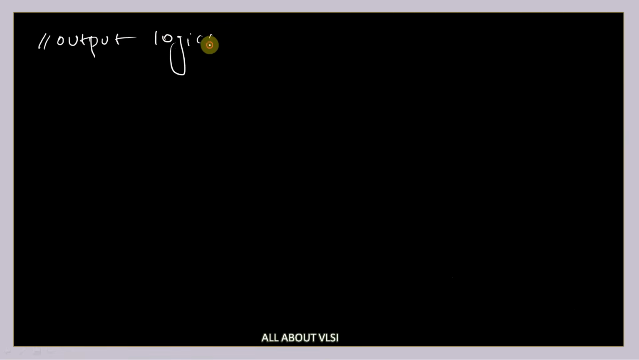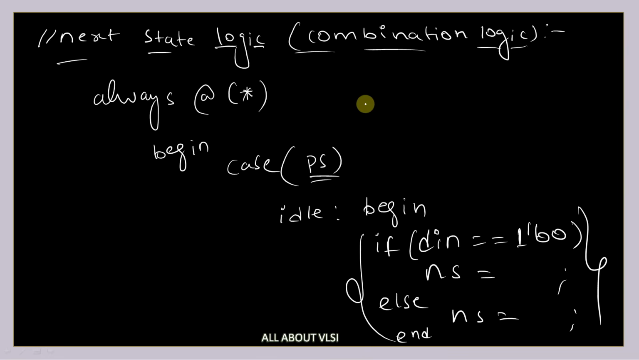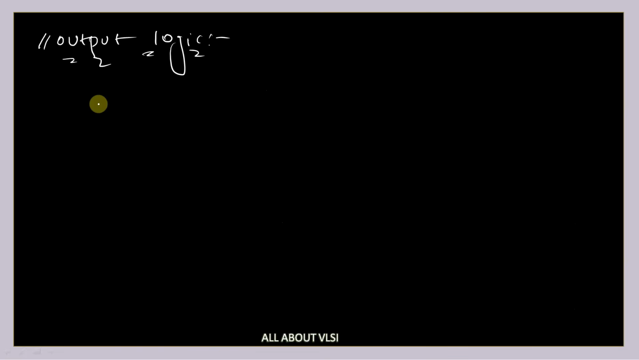So how to write our output logic? If we are developing our Mealy state machine, then our output is dependent upon our state as well as your input. Whenever there is any change in your input or in your state, your output is going to be affected. So you can include your output inside this case statement only, or else you can write one more always block for that particular output logic. That we are going to discuss later.